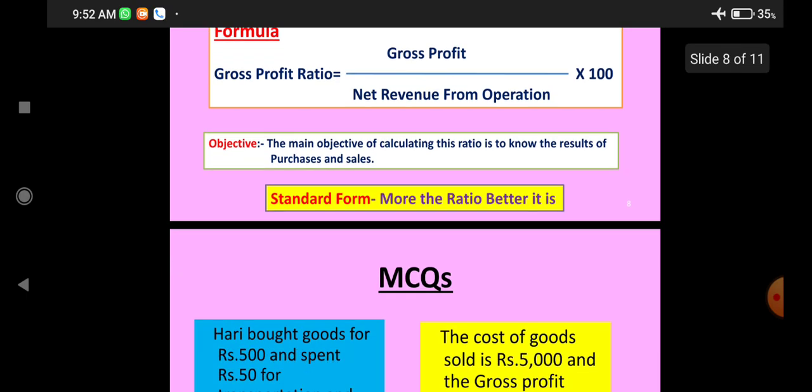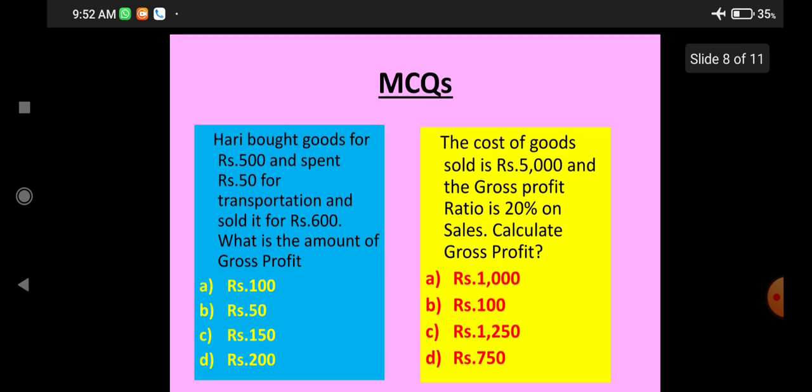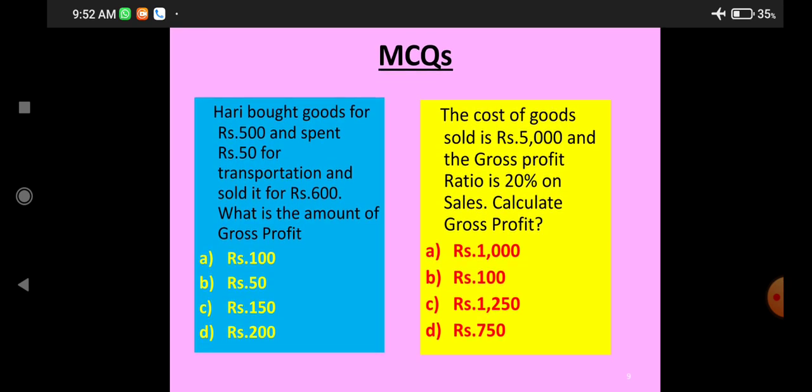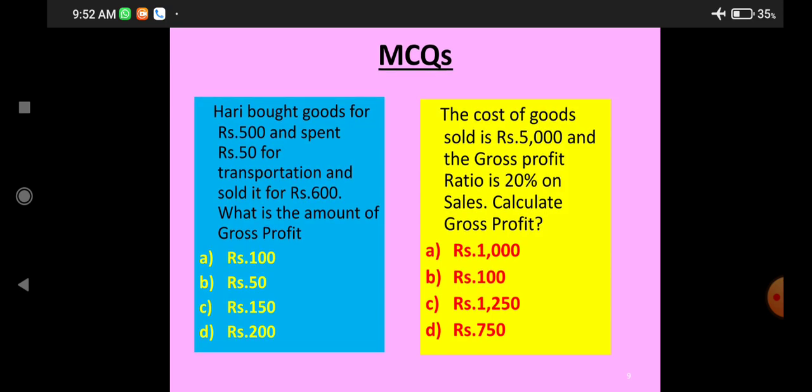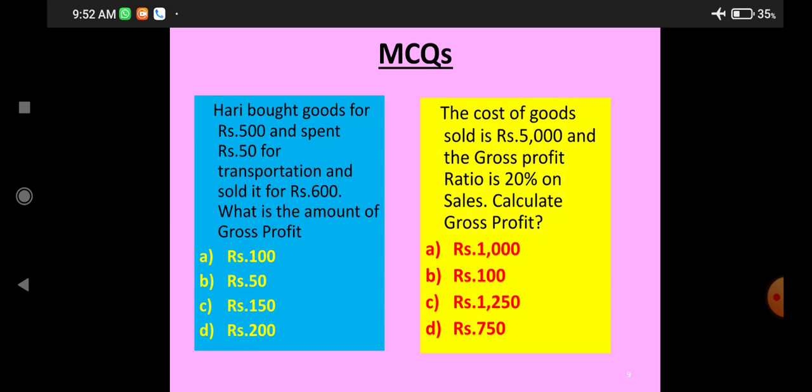Next, I have put two MCQ questions here. Hari bought goods for rupees 500 and spent rupees 50 for transportation and sold the goods for rupees 600. The difference between purchase price and selling price is called gross profit, as I told you now. So what is the amount of gross profit here? 600 minus 500, that is 100. Option A is correct.